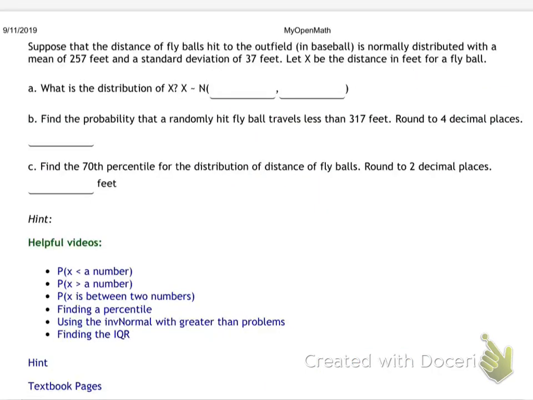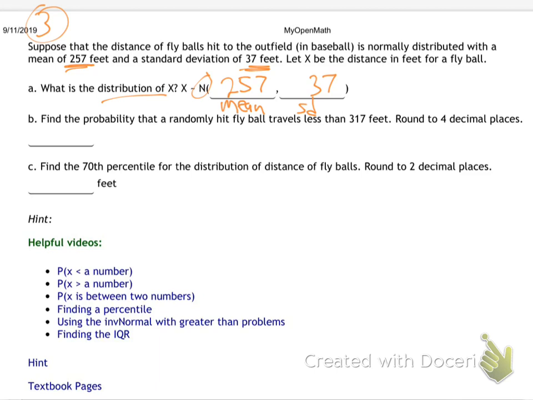How are we doing? Okay, so here's number 3, which is really very similar. Suppose that the distance of fly balls, it's almost October, which means baseball playoff time. Suppose that the distance of fly balls hit to the outfield in baseball is normally distributed with a mean of 257 feet and standard deviation of 37 feet. So what is the distribution? Same thing, you just always put the mean and the standard. The mean is 257, standard is 37. So that means a normal distribution with the middle at 257, standard at 37.